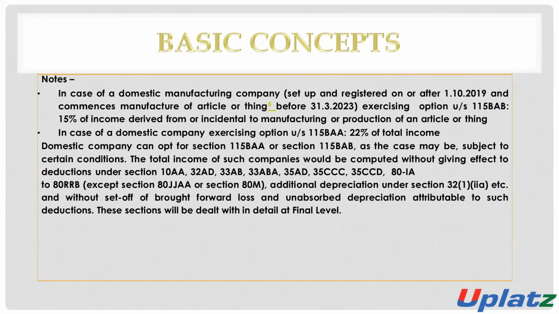Only deduction under section 80JJAA and under section 80M is available. Deduction of additional depreciation will also not be available, and there is no set off of brought forward losses. If an organization is paying the tax under section 115BAA, then the benefit of set off of brought forward loss is not available and set off of unabsorbed depreciation is not eligible. But they will pay tax at the rate of 15% in the case of section 115BAB and 22% in the case of section 115BAA.